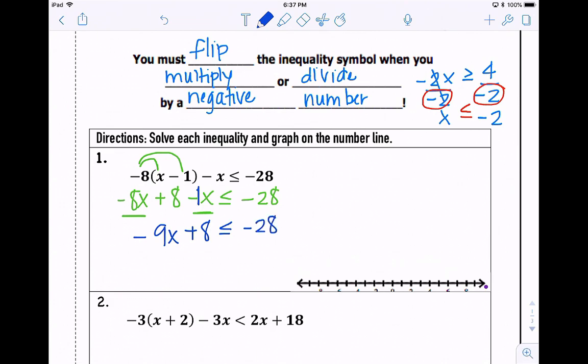All right, next step is to move variables to one side. Well, our variables are already all on the left-hand side. Our negative 9x is on the left by itself. So the next step, step 4, is to move constants to the other side. So my constants, I need to get all to the other side. My variables are on the left, so I'm going to move this constant 8 to the other side, and we do that by doing the opposite. So I'm going to subtract 8. When I do that, I get negative 9x, a positive 8, and a negative 8. Those are a zero pair, so they cancel. Is less than or equal to negative 28 minus 8 is going to be negative 36.